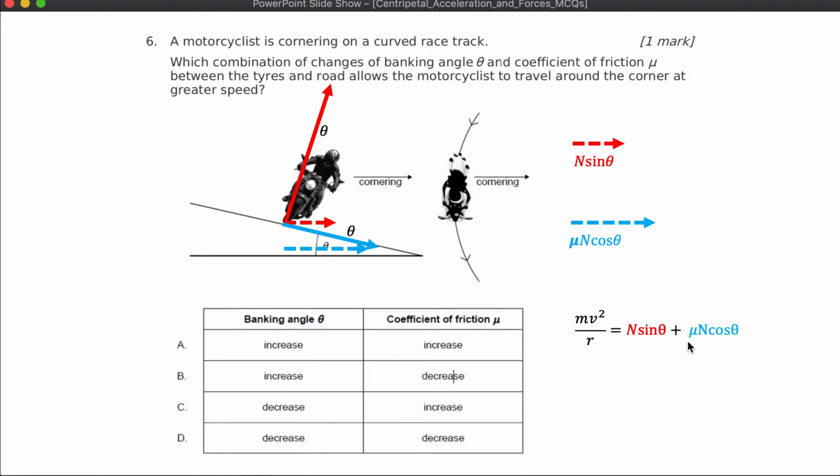Similarly, if I increase mu, my centripetal force is going to increase, and so the value of V can also increase. So this is the answer here, A. There is a small caveat here. We are assuming that your increase in mu is greater than the decrease in cos theta due to the increase, because remember, as theta goes up, cos goes down.